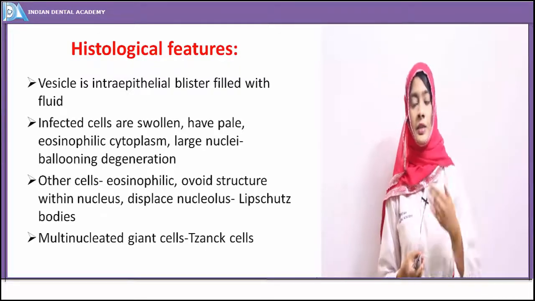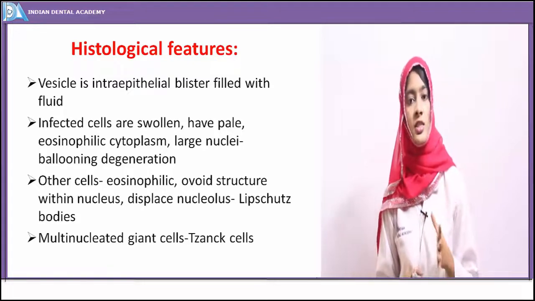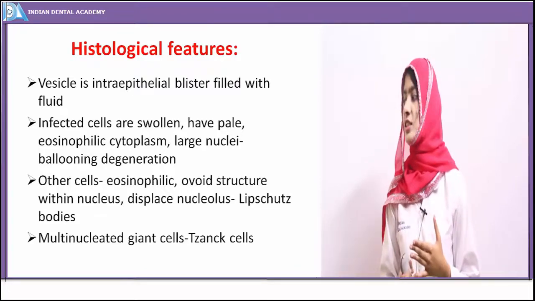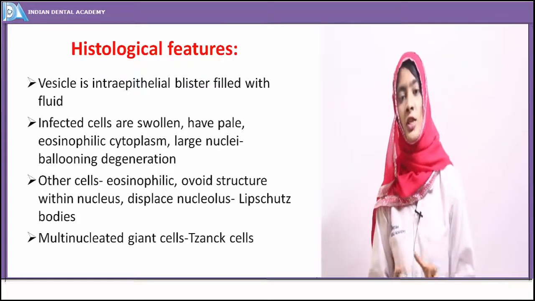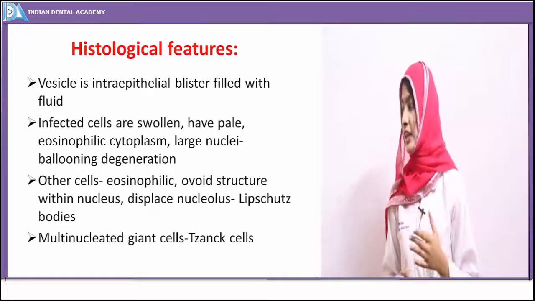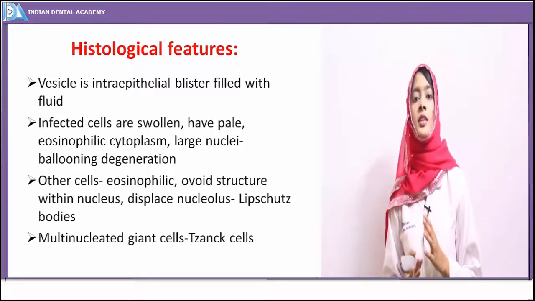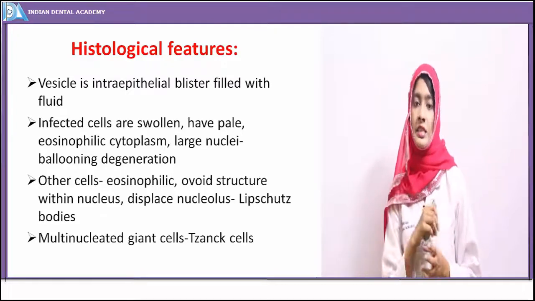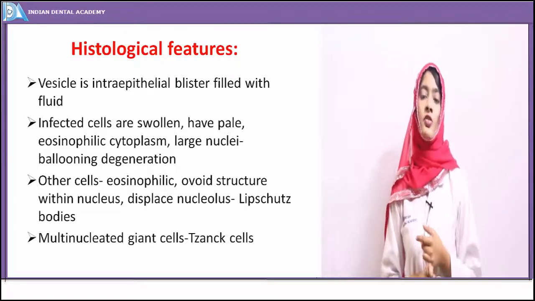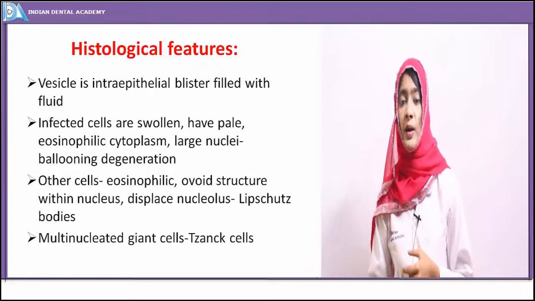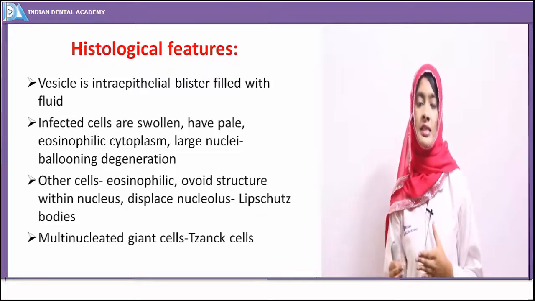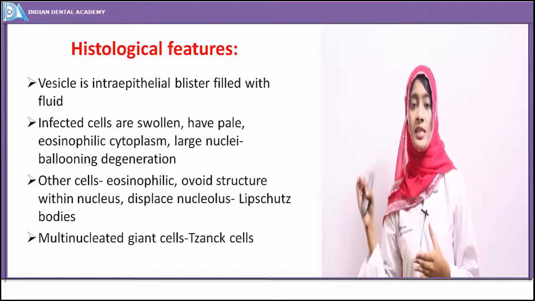The presence of Lipschütz bodies, or intranuclear inclusions, is also characteristic of herpes virus. Lipschütz bodies are ovoid, homogeneous, eosinophilic structures that appear within the nucleus and displace the nucleolus to one side. Another characteristic feature of the microscopic picture is the presence of multinucleated giant cells. The clumping of cells occurs, so they become multinucleated, and these multinucleated giant cells are also known as Tzanck cells.